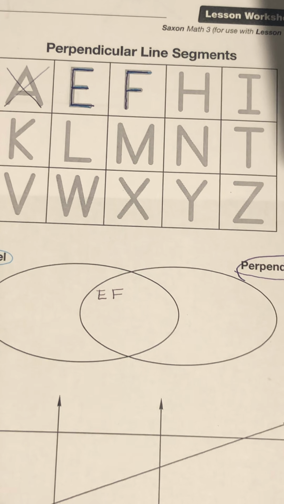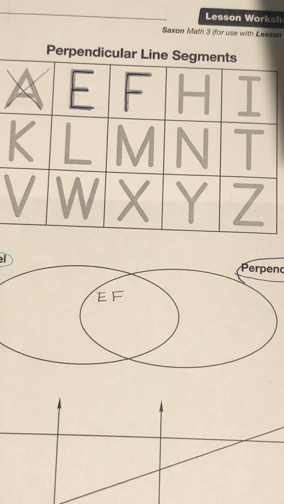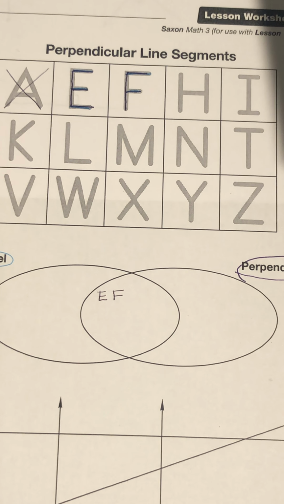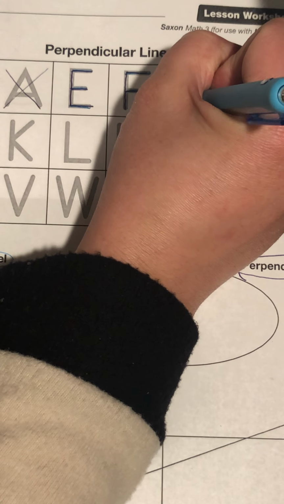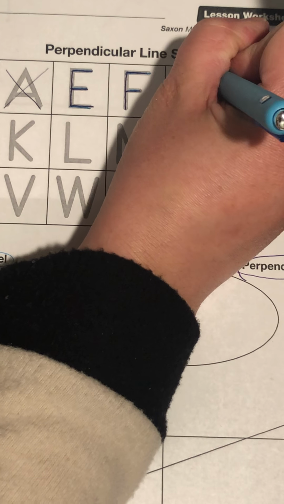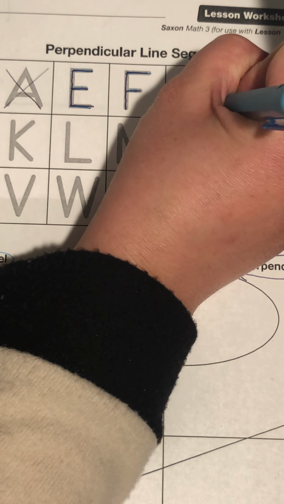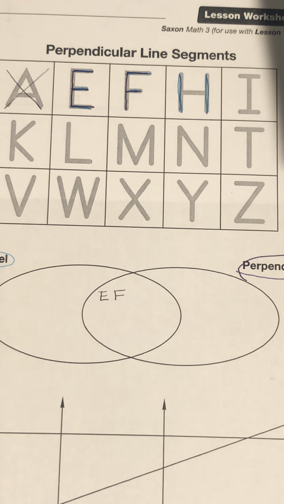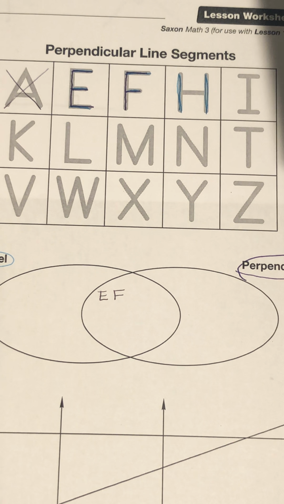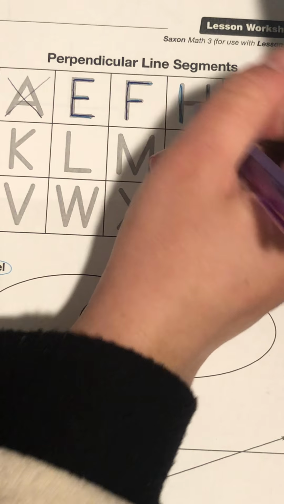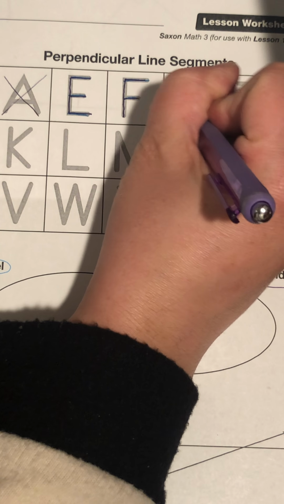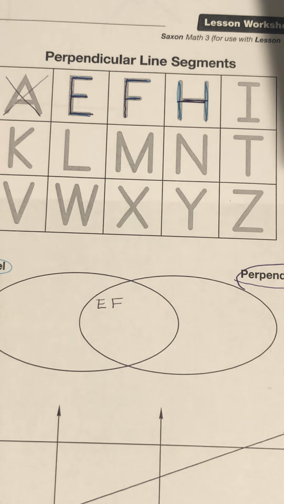Okay, let's look at H. Do you see parallel lines? Okay, good. So we have 2 parallel lines, up and down. Is anything perpendicular here? Yep, right across. We can see that it is perpendicular.